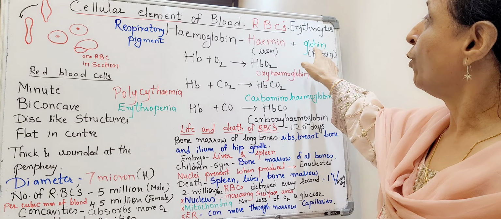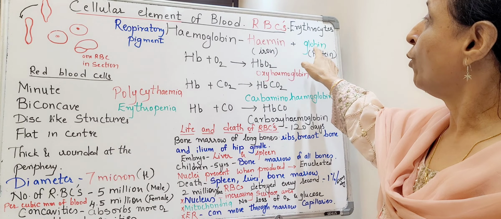Now, nuclei are not present. It's an adaptation. They give up the nuclei, so there's more space for oxygen combining with hemoglobin. Initially, when it is produced, the nucleus is present. Later on, it gives up the nucleus and it becomes enucleated.